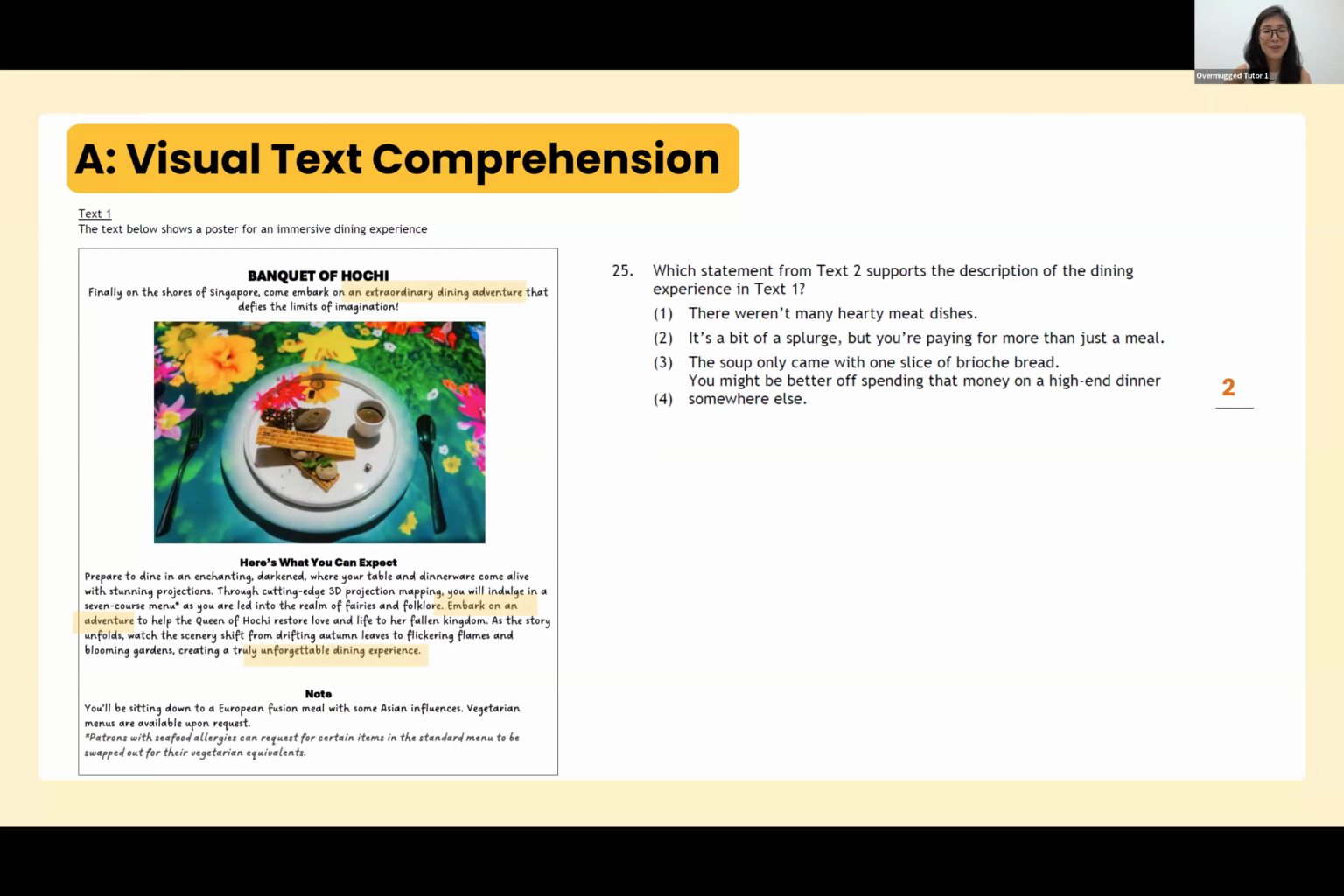And with that, we're done with booklet A. Let's move on to booklet B. Hang in there, we're halfway through.